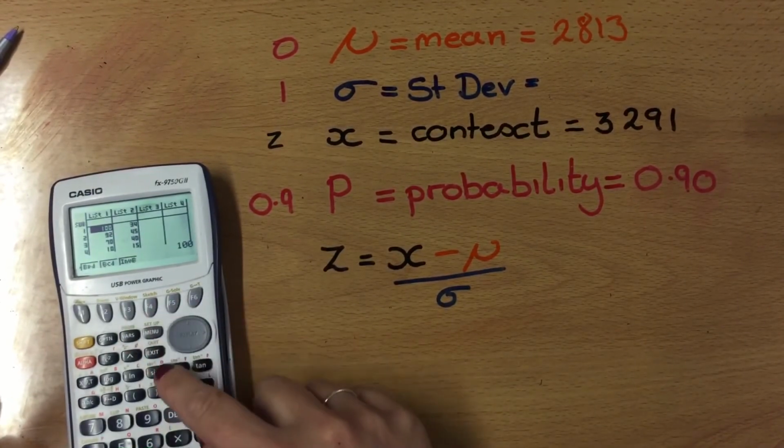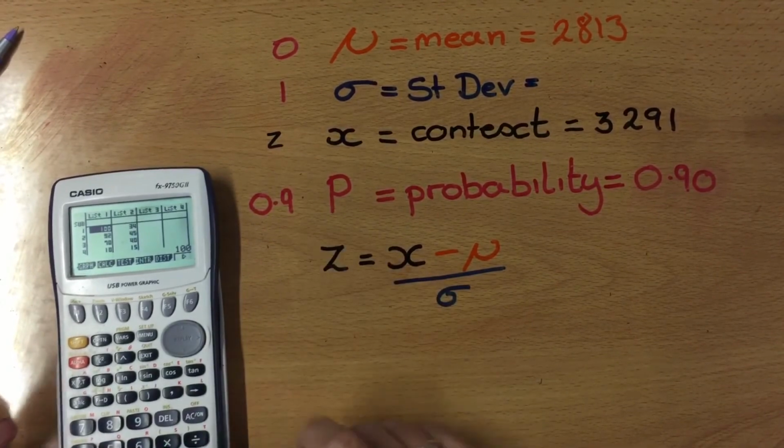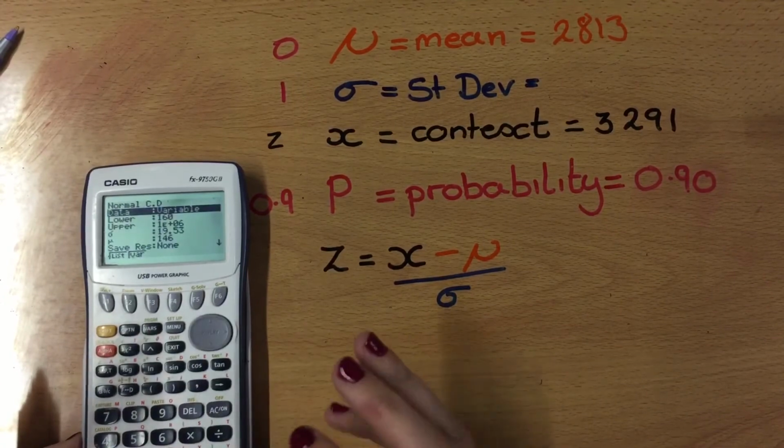So what we are then trying to work out is what z is. So we have a distribution that is normal.